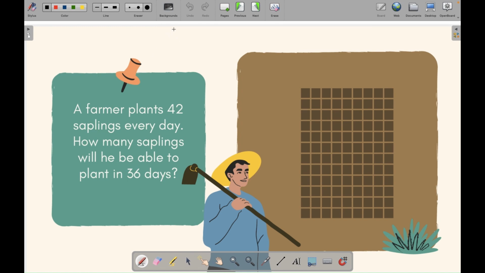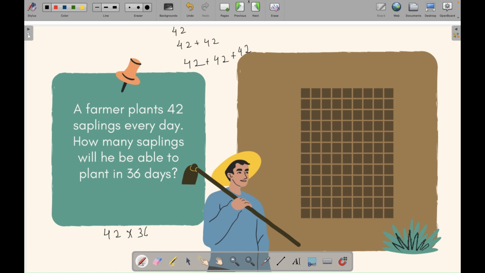So he plants 42 saplings every day. First day he'll be planting 42 saplings. Second day he'll be planting 42 plus 42. Third day 42 plus 42 plus 42, right? And so on. So you can see this is a case of repeated addition. When we have repeated addition, we just multiply the numbers. So for 36 days, it will be 42 times 36, right? First day it will be 42 times 1, second day 42 times 2, third day 42 times 3. So 36th day it will be 42 times 36. So if he plants 42 saplings every day, he'll be able to plant 42 times 36 saplings in 36 days.